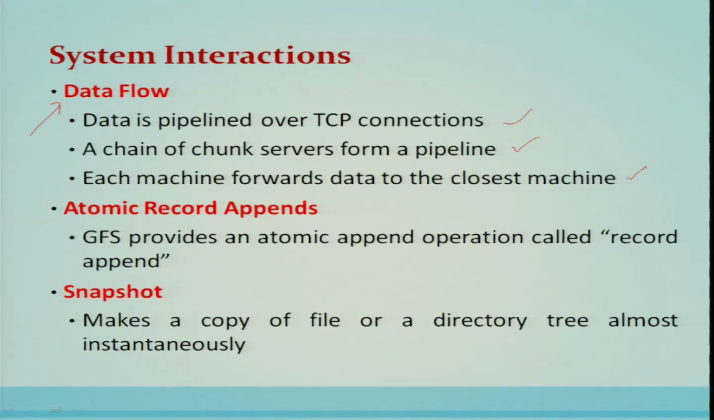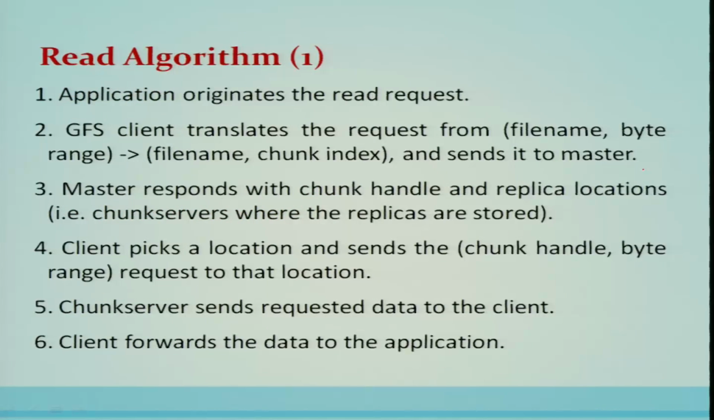Now, the second level interaction is the atomic record appends. GFS provides an atomic append operation called record append, and a snapshot means that it can make a copy of a file or a directory tree almost instantaneously. Let us see the read algorithm.